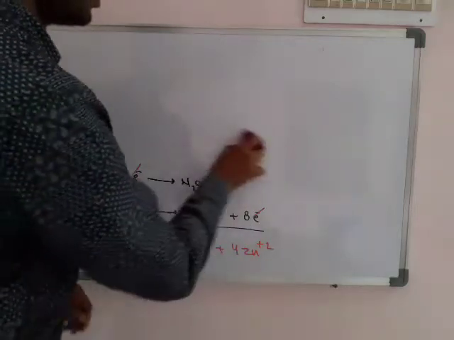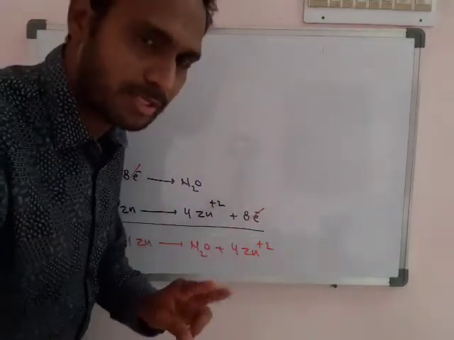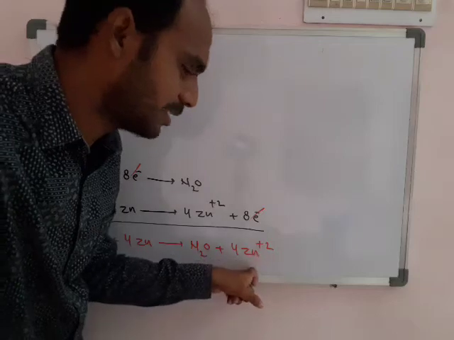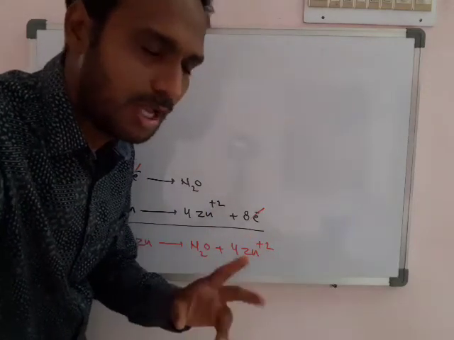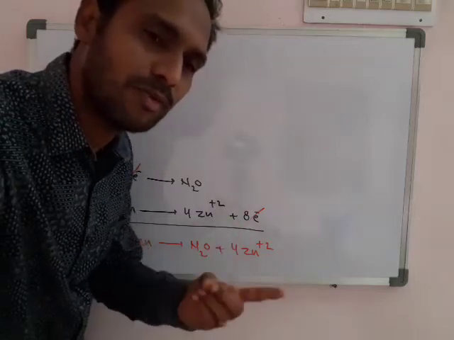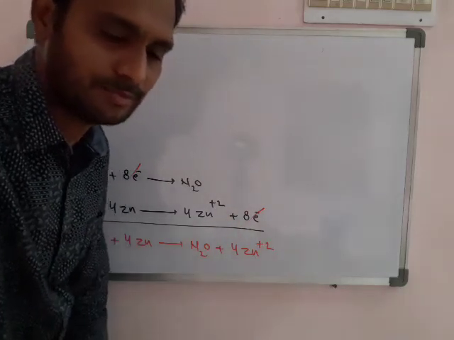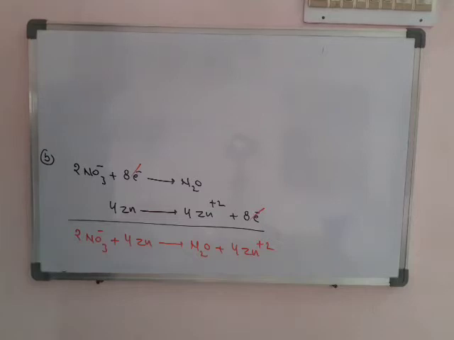So in the question, 2 question marks are given. One question mark is Zn plus 2. At the first question mark the answer is Zn plus 2, but after balancing we will get the answer for the second question mark. Okay, so balance it.